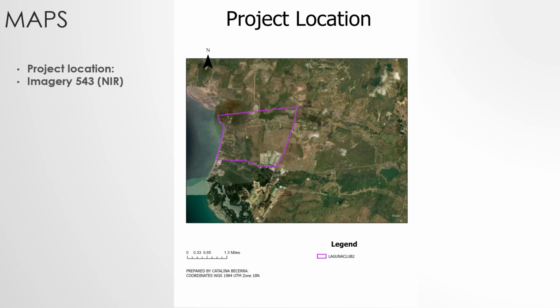So this is the project location. I created this map using a base map from ArcGIS, just to see that this is very close to the ocean. It is bordered by forests. But there are also natural grasslands with isolated trees and wetlands, and there are several lagoons inside this specific area.